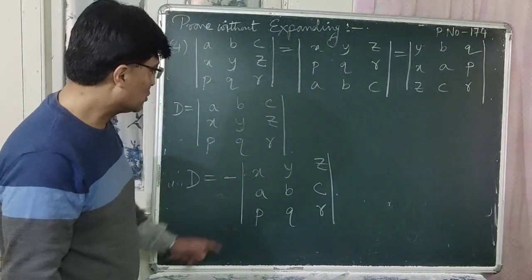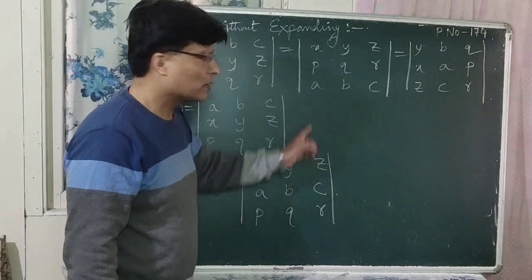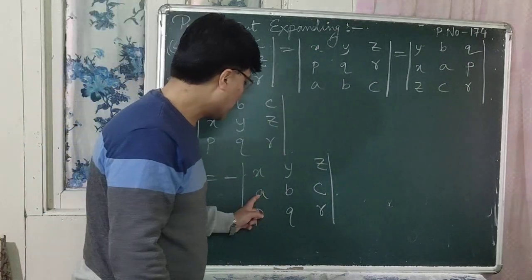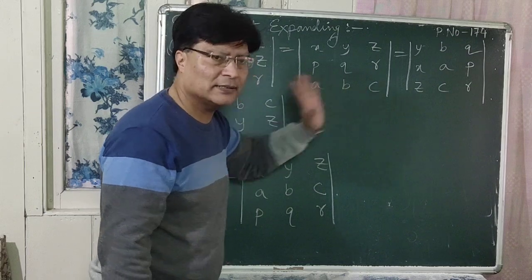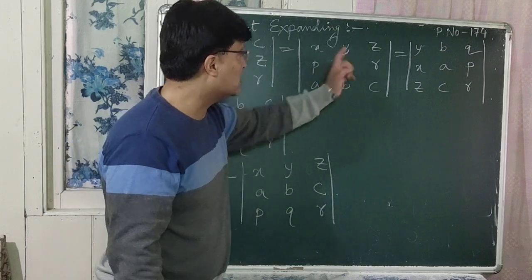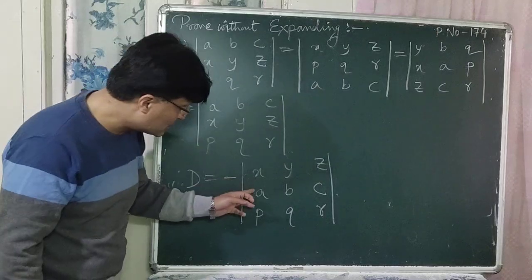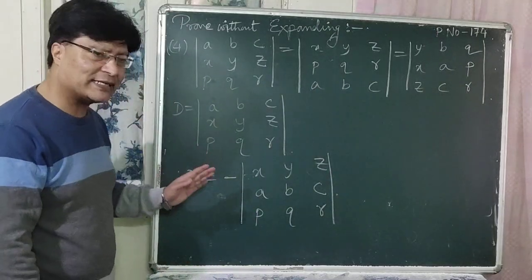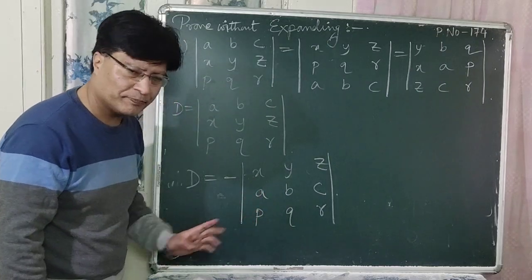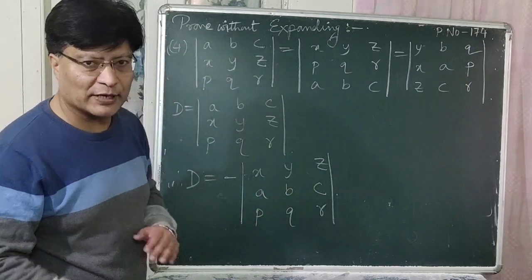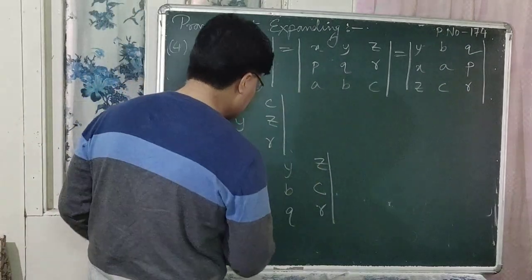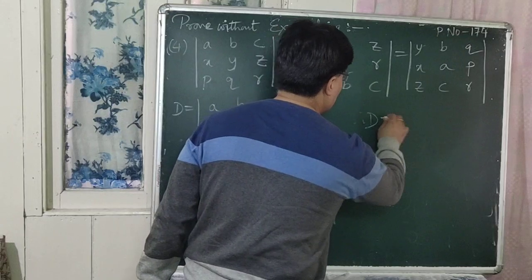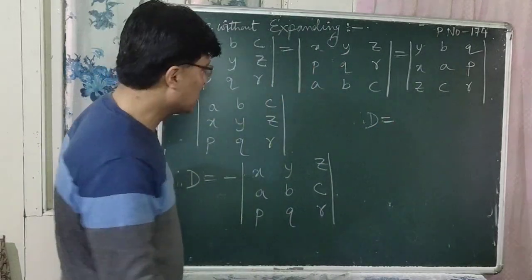XYZ is in the first row here, and XYZ is also in the first row there. That is okay. Now ABC, in this case, is in the third row, and PQR, in this case, is in the second row. Now you have to interchange the second row and the third row, using the same property, property number 2. If you interchange the second row and third row, this minus becomes positive, since you have to change the sign. Therefore D is equal to, this minus becomes plus now.